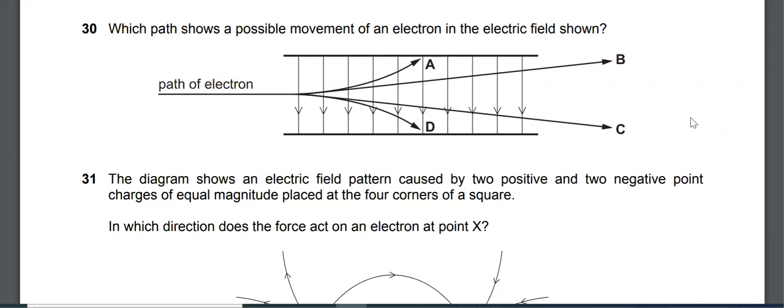This is question 30 from paper 13 that was administered in the October-November season 2016. The question reads, which path shows a possible movement of an electron in the electric field shown?